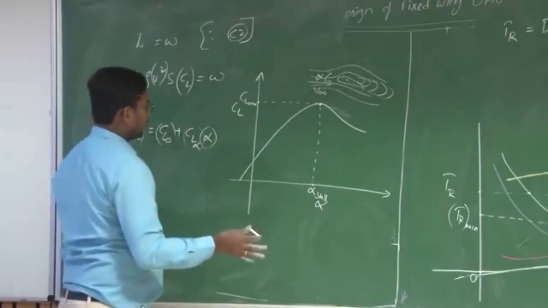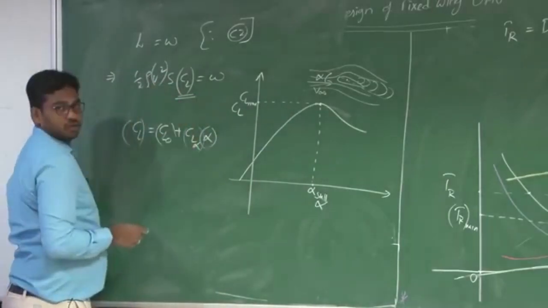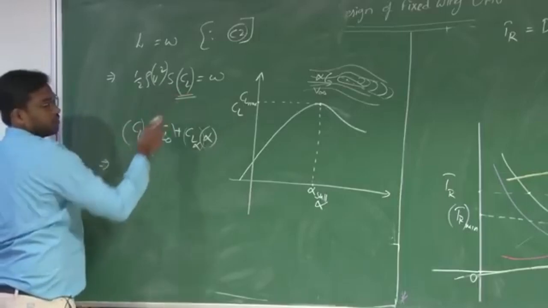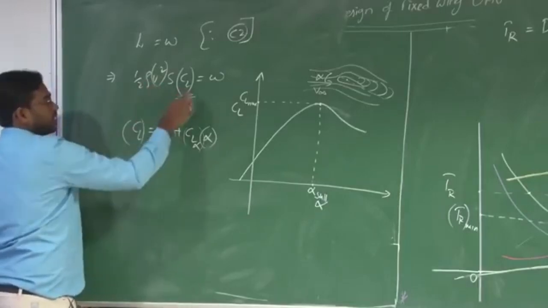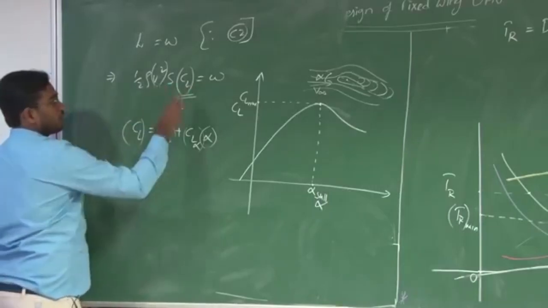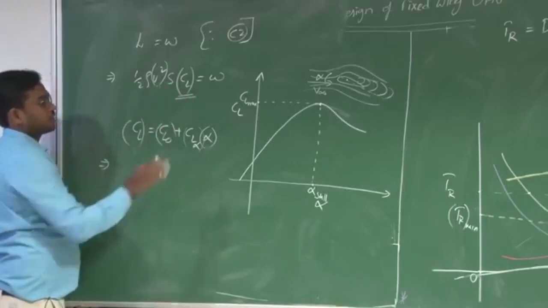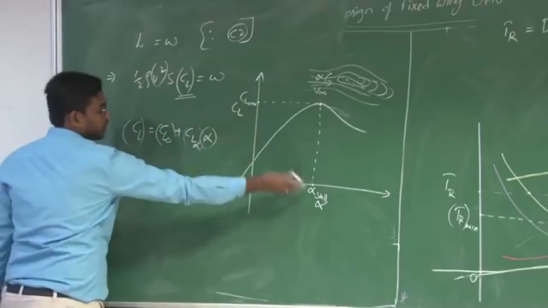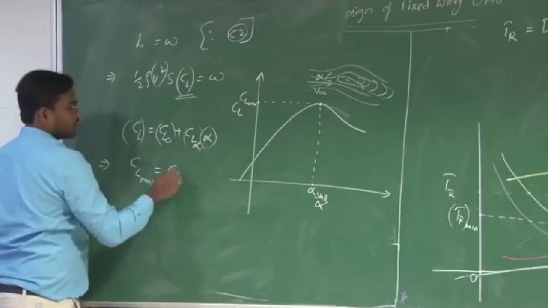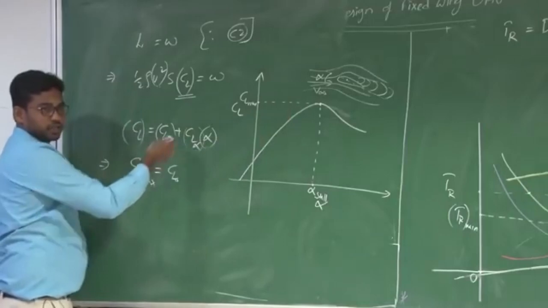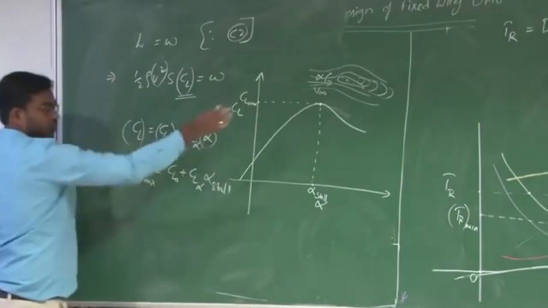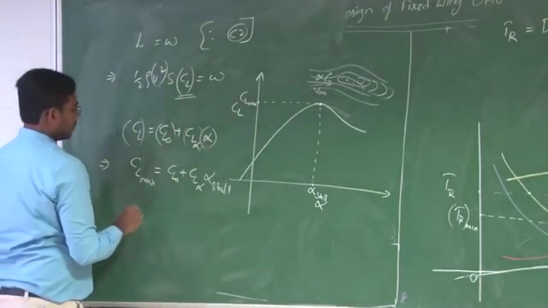So one condition is that your CL should not cross this CL max. During level flight, the minimum velocity is constrained by CL max as well. The higher the value of CL, the lower the velocity required. Now, the upper limit of CL is CL max, which is obtained at alpha stall. So I can write CL max, assuming a linear relationship, although it is not linear, but for the time being let us assume it, as CL alpha into alpha stall.